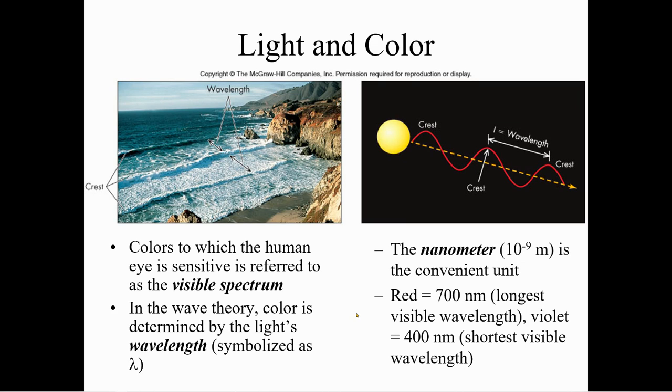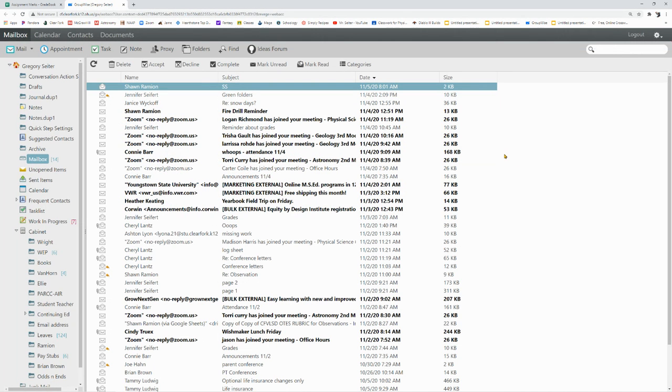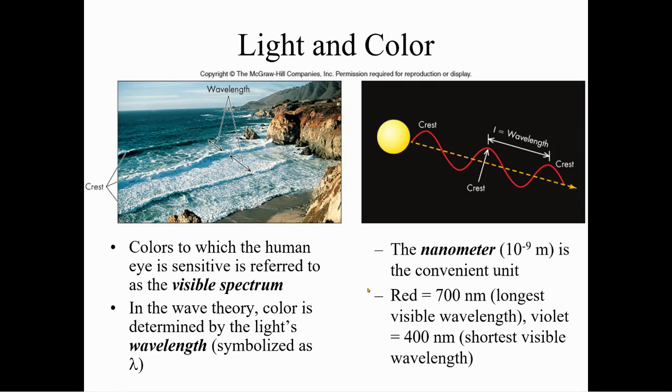All right, so the colors to which the human eye is sensitive are referred to as the visible spectrum. In wave theory, color is determined by the wavelength. And here's our wavelength, crest to crest, trough to trough, all right? Or you could go rest to rest. It doesn't matter. But this is our wavelength. And the different colors are determined by the wavelength.